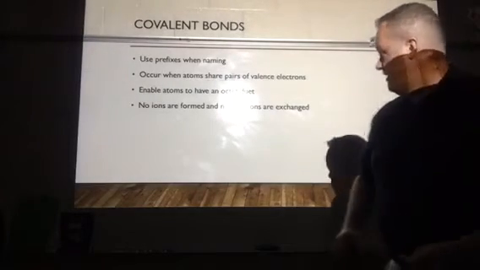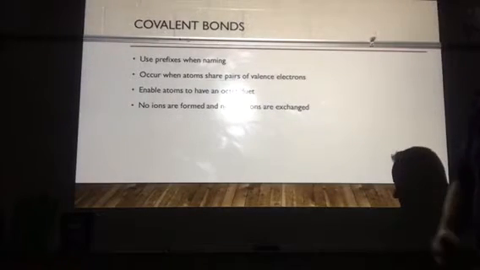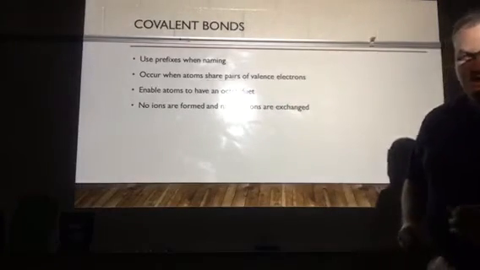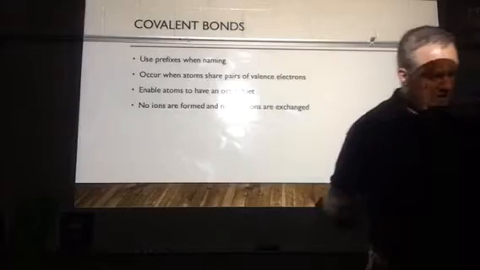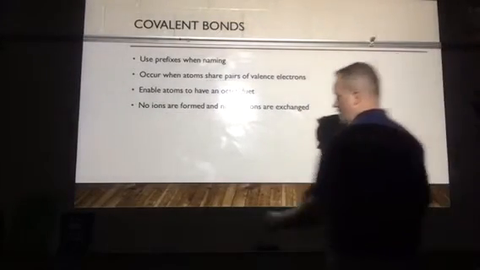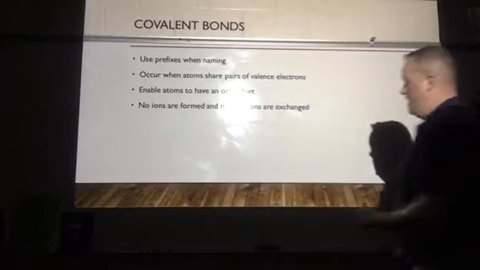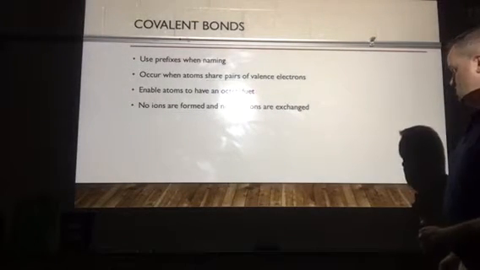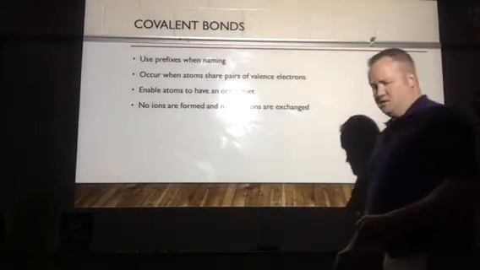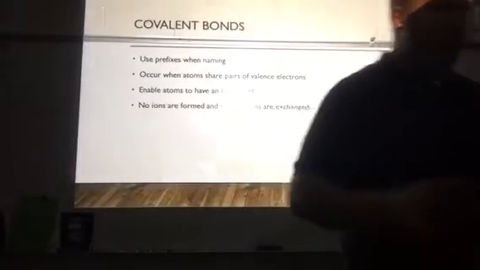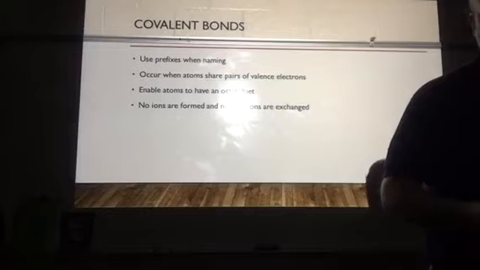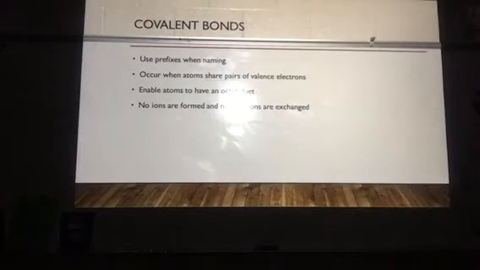When this happens, the atoms are able to have a complete octet, or in the case of hydrogen, a complete duet, meaning that their valence level is completely filled and they are satisfied. There are no ions formed and no electrons exchanged when we have a covalent bond taking place. Something else to be aware of is that these occur between non-metals only. There are never any metals involved in any type of covalent bond.